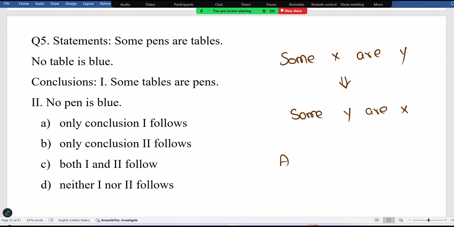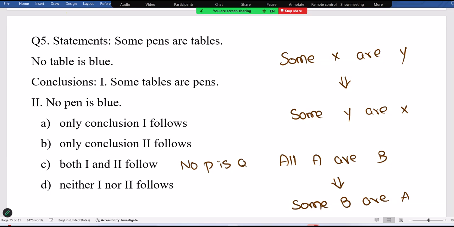But whereas all reverse also sum, be clear. All reverse is, if you want to write it reverse, we can write only sum. All cannot be written in all, so we have to write it only sum. No reverse is no only. No P is Q, P is not connected to Q, then Q is not connected to P. Problem with all only, be careful, all reverse is sum, not all.